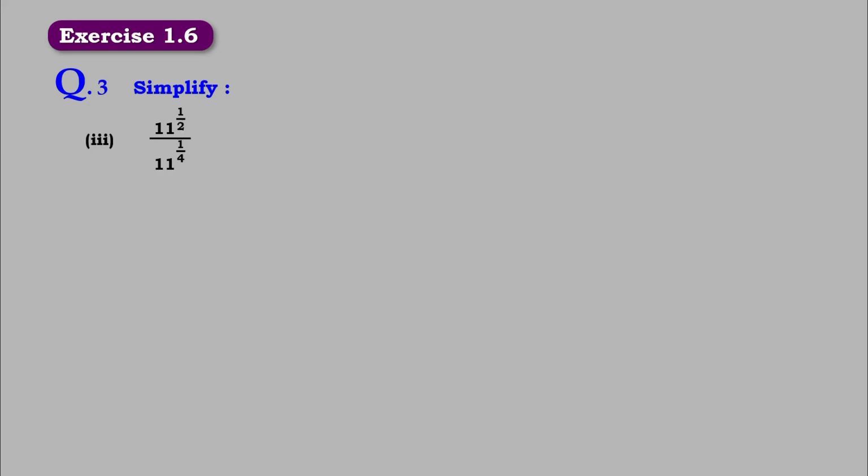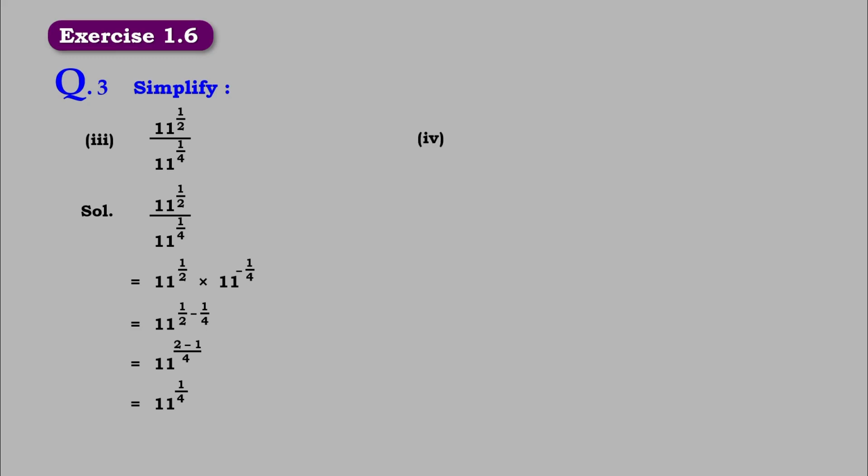Now next question, 11 to the power 1 by 2 by 11 to the power 1 by 4. So 11 to the power 1 by 2 into 11 to the power minus 1 by 4. That is a to the power minus m equal to 1 by a to the power m. We can apply that law. And now simplify this. So 11 to the power 1 by 4.